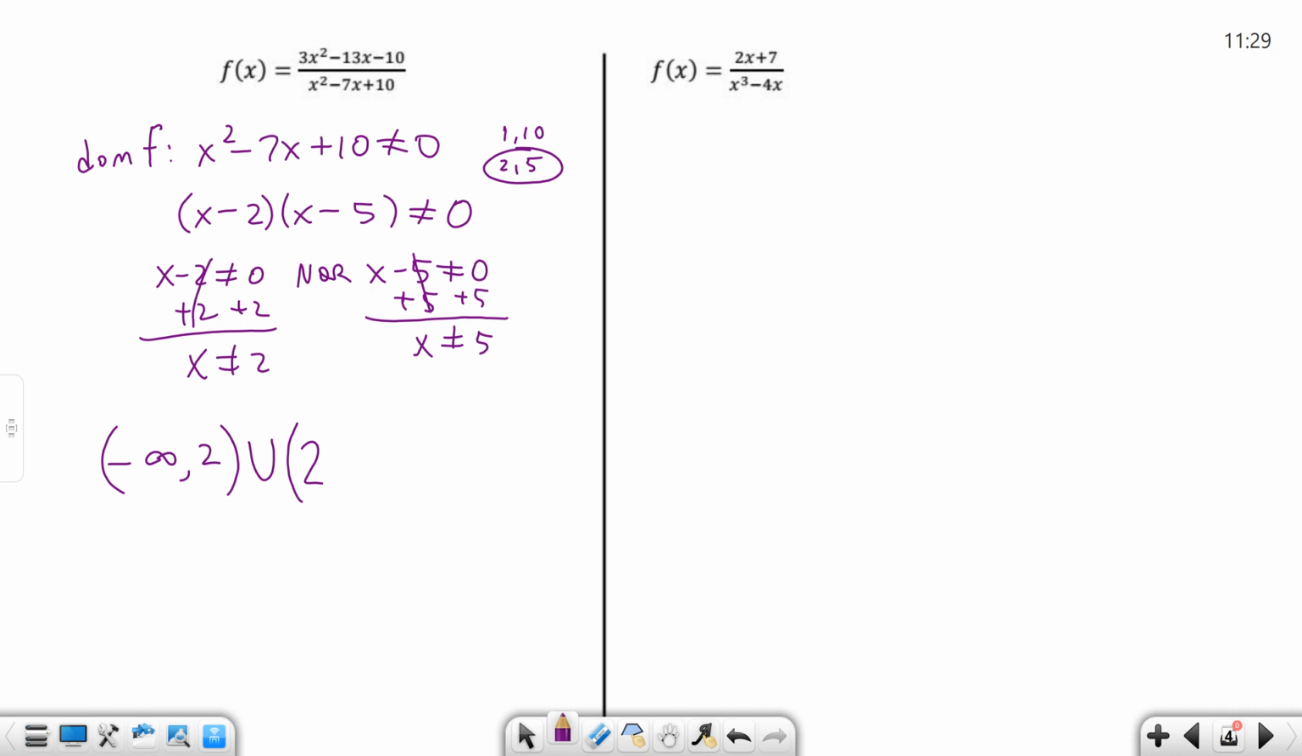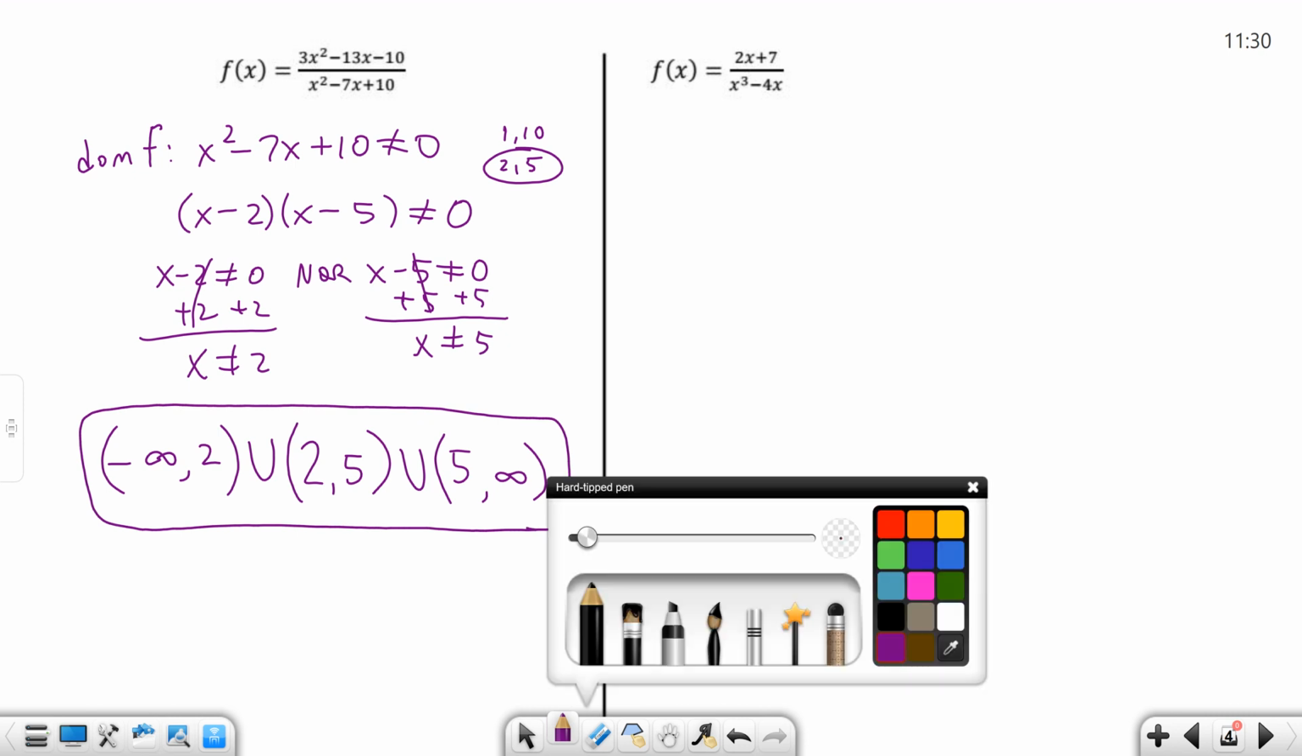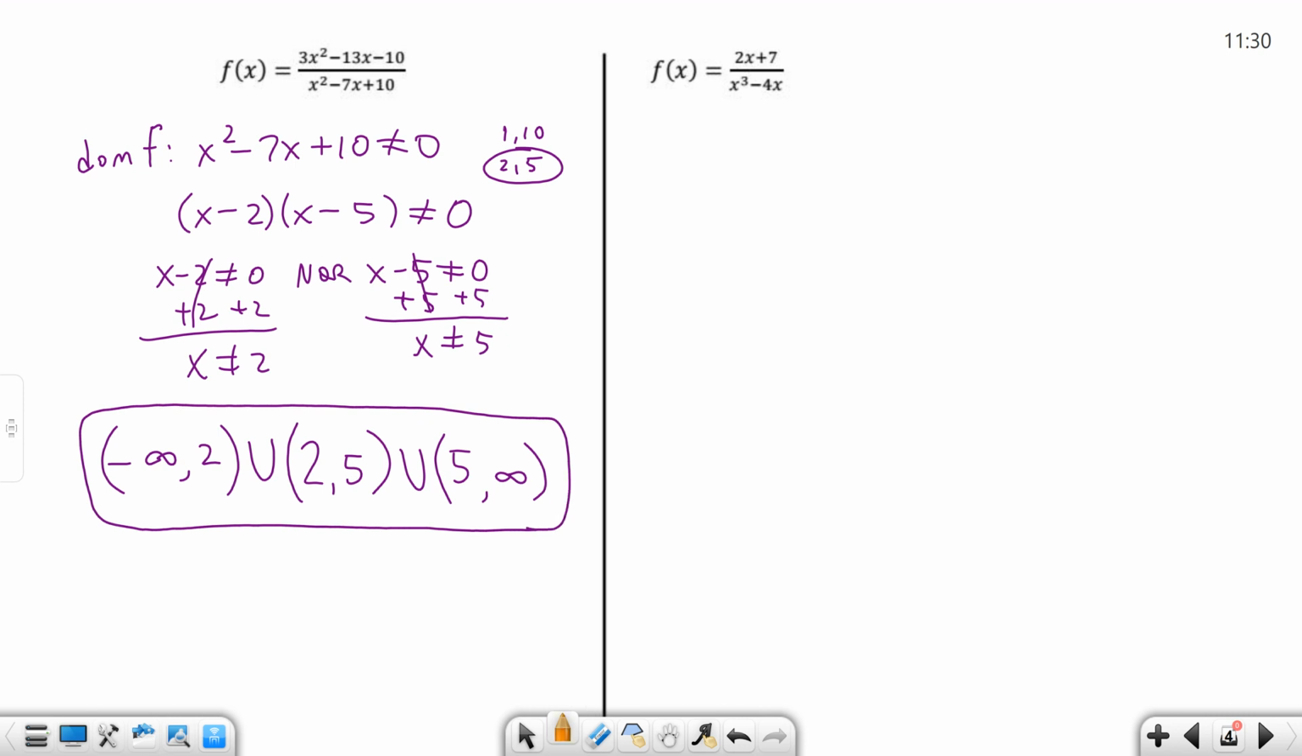That's why we developed the parentheses and brackets. So we go all the way up to 2 with the parentheses. We pick back up at 2 with the parentheses. We got every number squeezing 2 on both sides, but we don't have the number 2, which is exactly what we wanted. We go from 2 up to the number 5 with parentheses. We chain link it with the union, back to 5 with the parenthesis, and we go out to infinity, which always gets a parenthesis. So that takes care of our domain, takes care of leaving out our 2 numbers. We have 3 intervals.